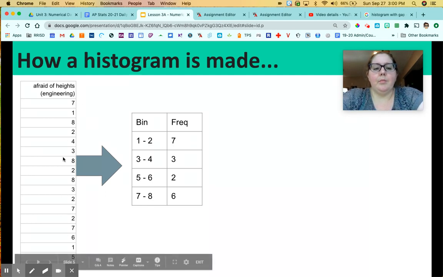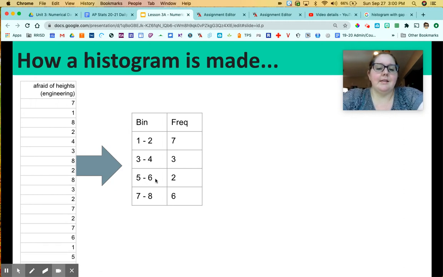So I create these bins, and then I count how many people or how many numbers are from 1 to 2. So I counted those up and I got that there are 7. There are 7 1s or 2s. And then I counted for 3s or 4s, for 5s and 6s, for 7s and 8s. I just counted how many were in each of those bins or categories and put the frequency right here.